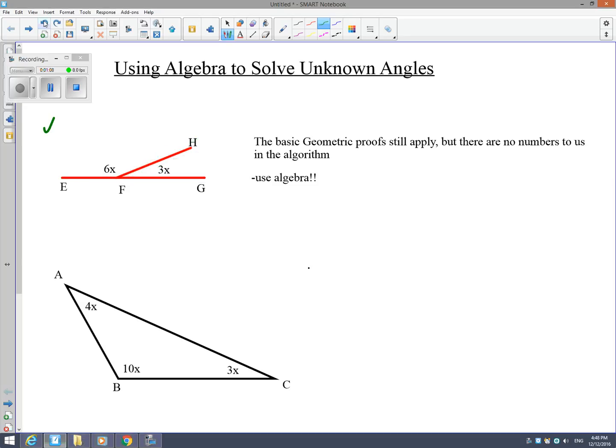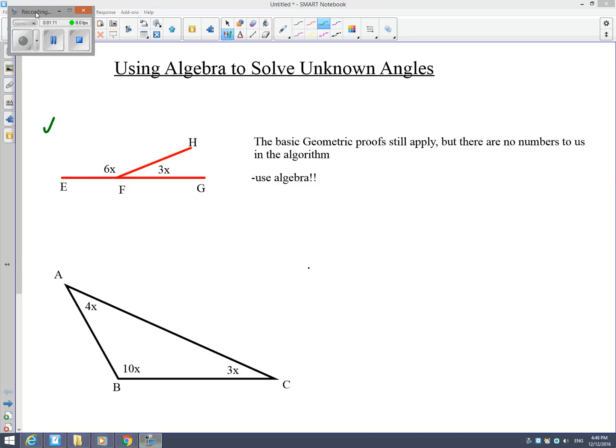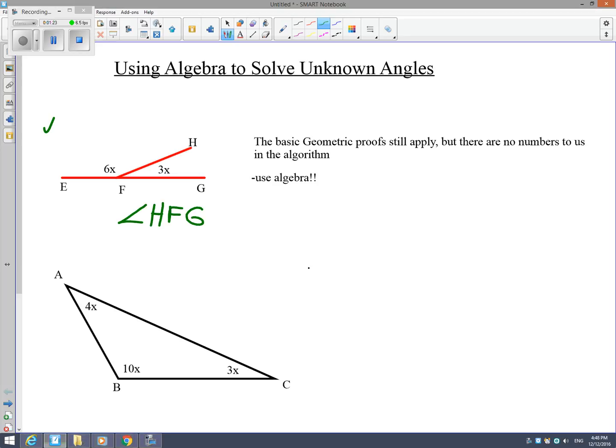So what I mean is, if I wanted to name this angle that had 3x in it, the one on the right, the angle that I would name it is angle HFG. I could have also called it angle GFH. It only matters that the vertex, the letter in the middle of the angle, is in the middle of your naming of that angle, and then I know exactly which one you're talking about.